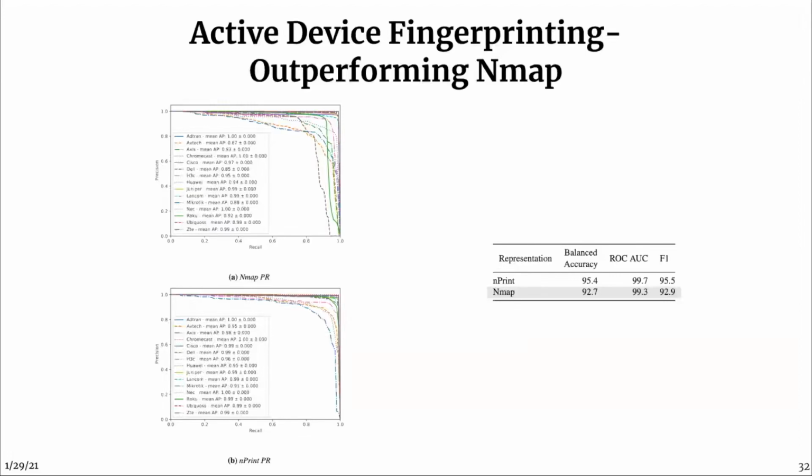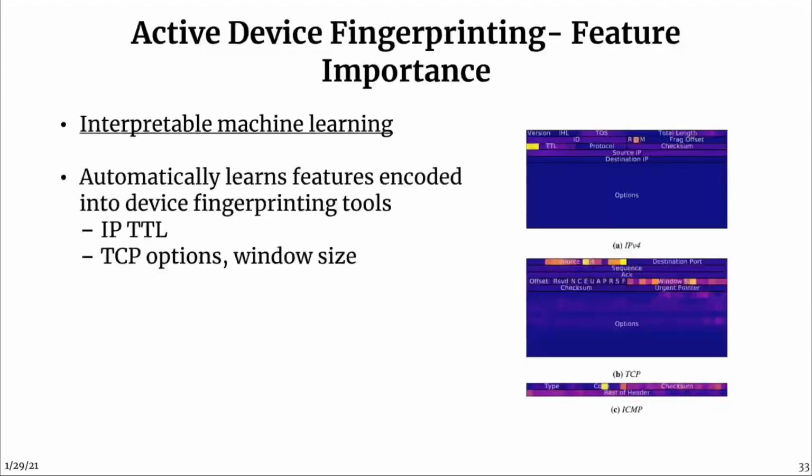So what does this mean? At a high level, what we're seeing is that models can actually automatically extract important features from packets without human guidance and outperform features that have been developed by human guidance for a long time.